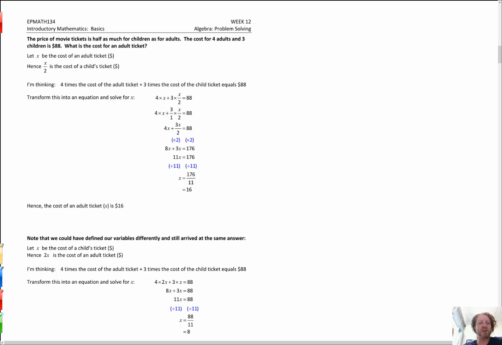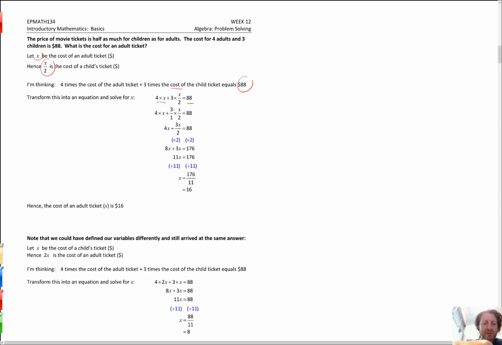So, okay, I've got my variables defined. Now the cost of 4 adults and 3 children is $88. In other words, 4 times the adult ticket cost plus 3 times the child ticket cost gives me $88. So 4 times X plus 3 times X on 2 equals 88. I hope that equation makes sense. That's exactly what I'm doing. I know the prices: X and then X on 2.